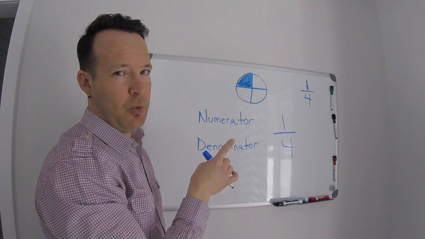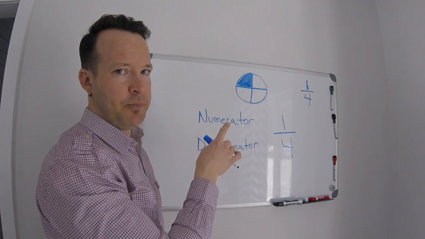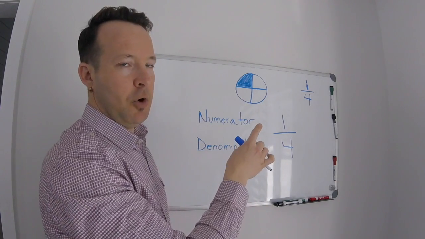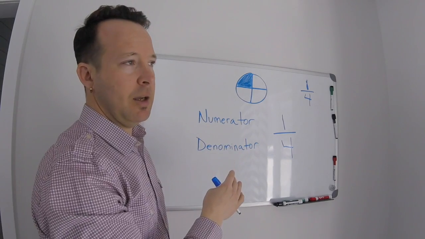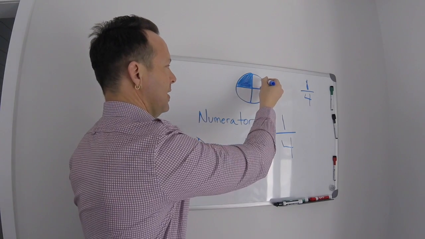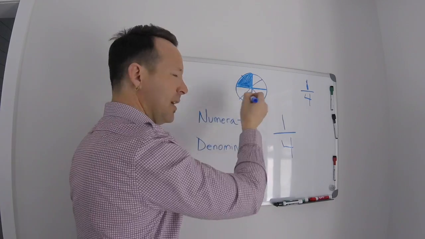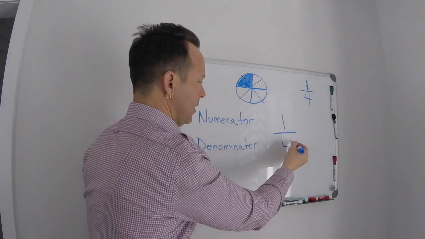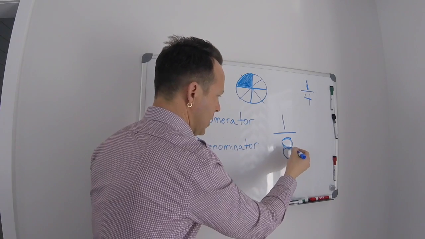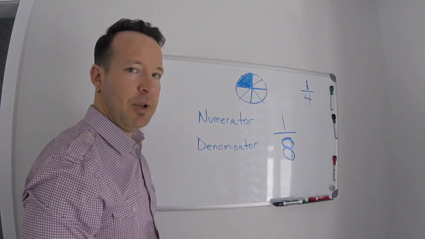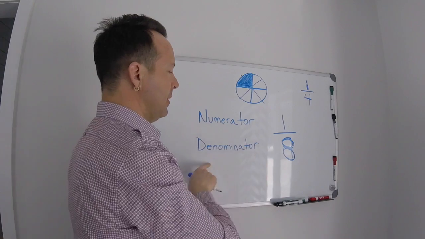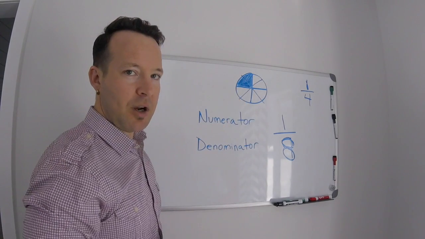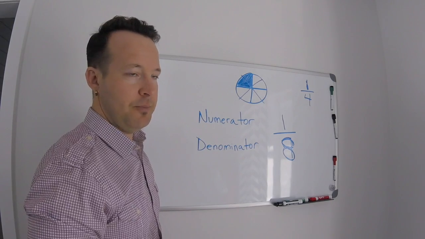So if I have a cake with 4 pieces, the denominator tells me that I'm cutting that cake into 4 pieces. Or if I have that same cake and I decide I'm going to cut that into 8 pieces, so I slice my cake up into 8 pieces, my denominator will change because I sliced my cake up into more pieces. The denominator always tells us how many equal size pieces our object is cut into.